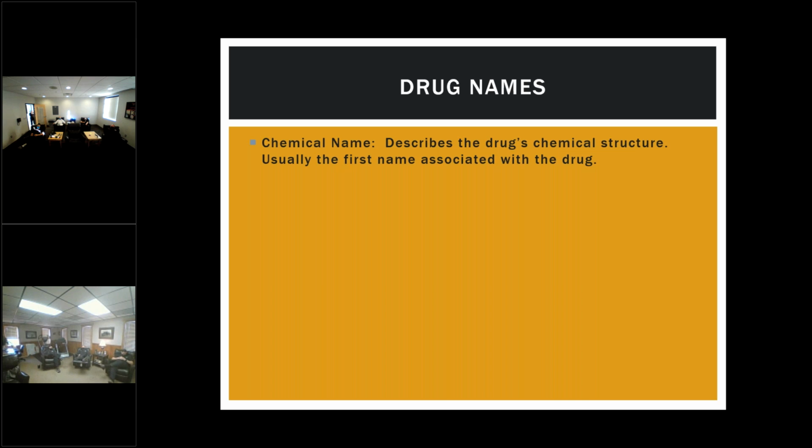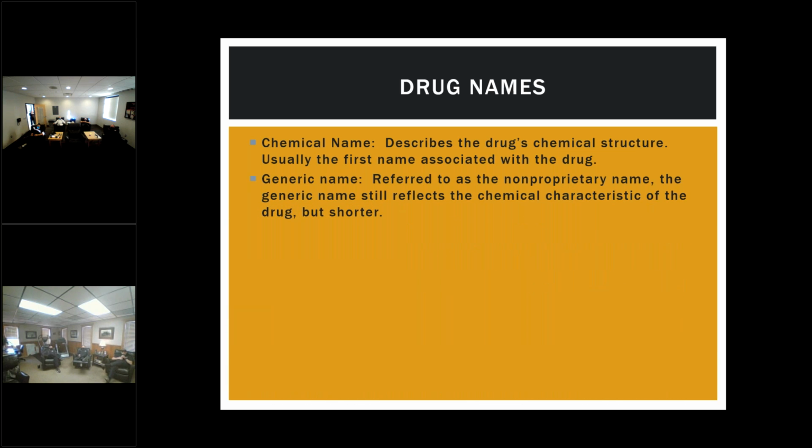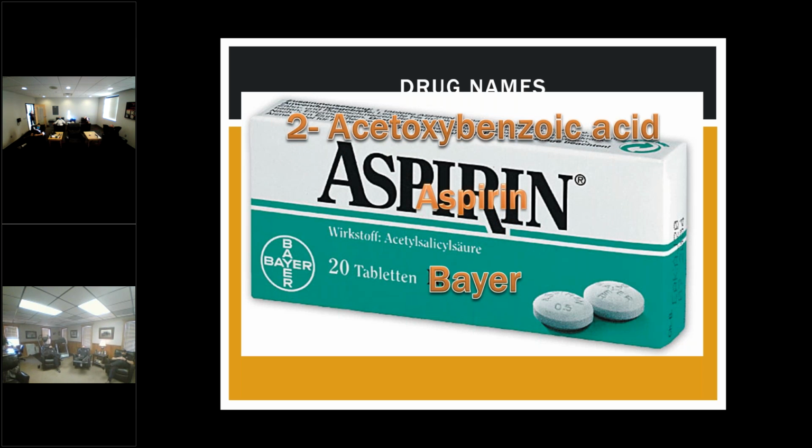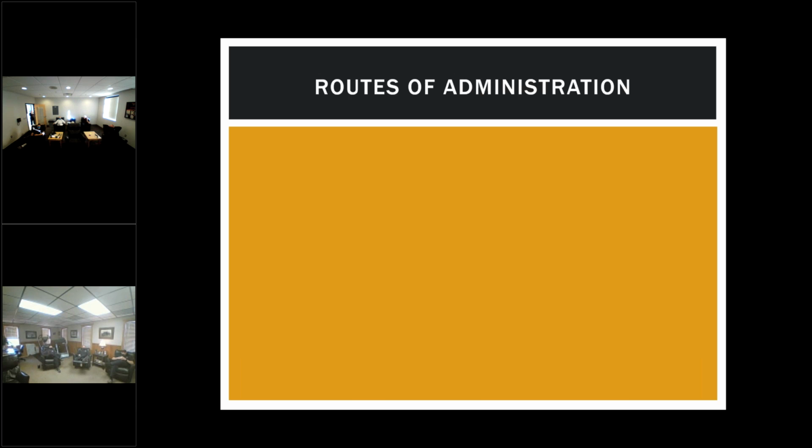So with drug names, we have 3 different types. We have chemical name, we have the generic name, and then we have the trade name. So your chemical name is going to be the specific chemical compound associated with it. Your generic name is going to be your aspirin, and then the specific brand name is going to be from the manufacturer that actually produces that.